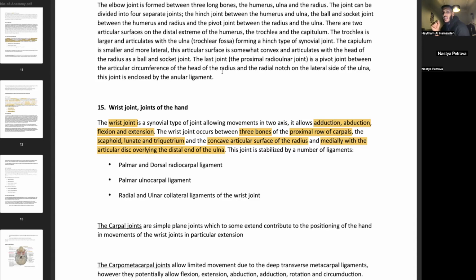Palmar. And then finally, you have the collateral ligaments. Remember the collateral ligaments of the knee joint? We said tibio-femoral ligament, the collateral one. So you have the tibial collateral ligament and the fibular collateral ligament. They connect the tibia to the femur and the fibula to the femur. So here it's the same, you have the radial collateral ligament and the ulnar collateral ligament.